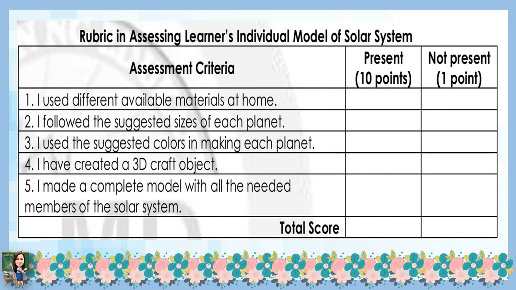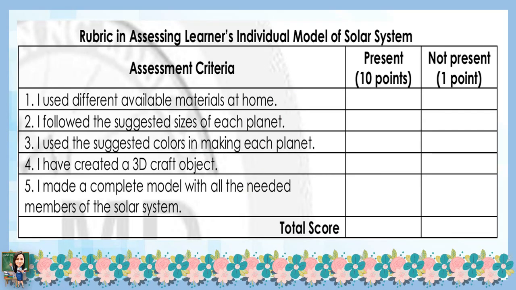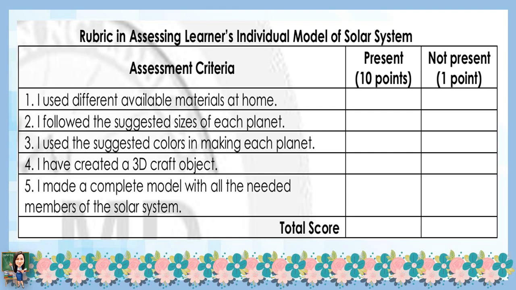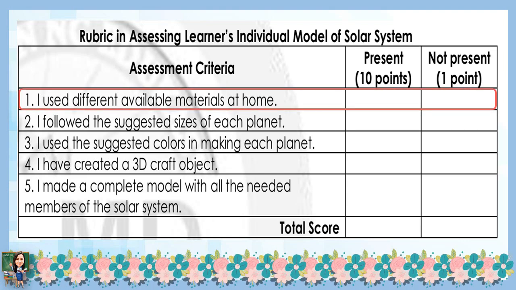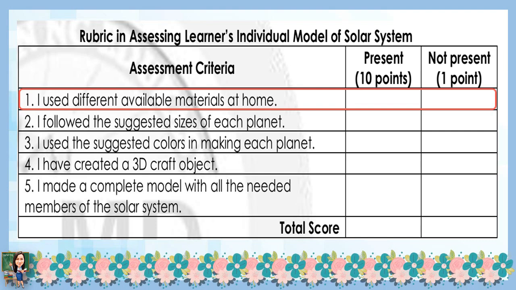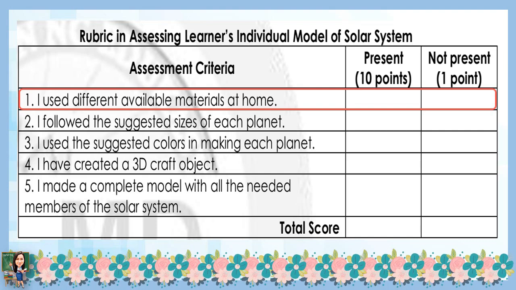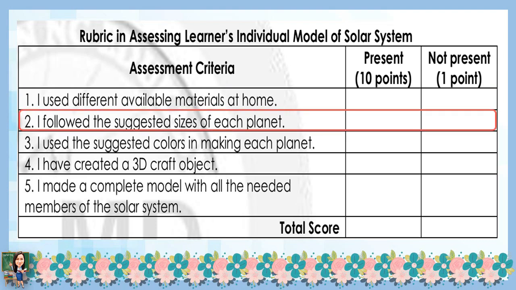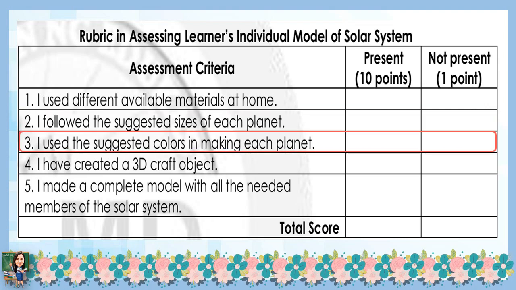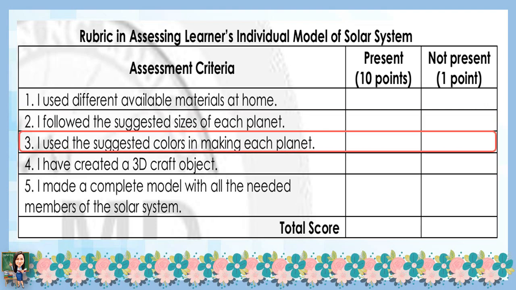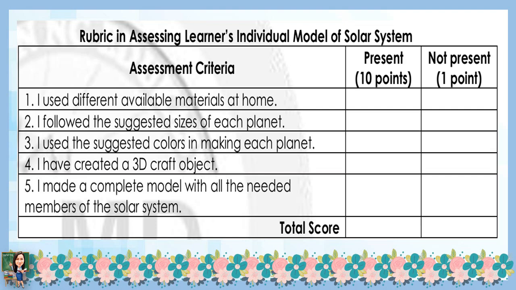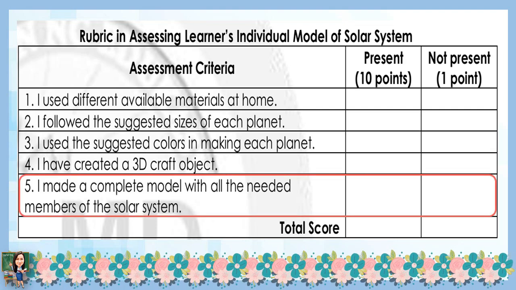And here is the rubric in assessing learners' individual model of the solar system. The assessment criteria, number 1, I use different available materials at home. Present, 10 points; not present, 1 point. Number 2, I follow the suggested sizes of each planet. Number 3, I use the suggested colors in making each planet. Number 4, I have created a 3D object. Number 5, I made a complete model with all the needed members of the solar system. Then, write the total score.